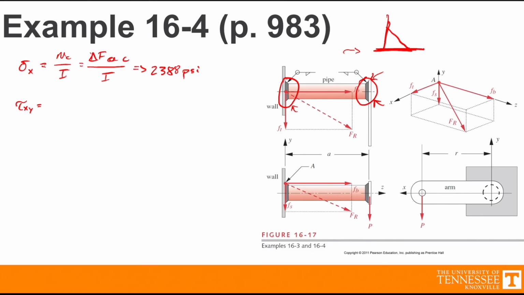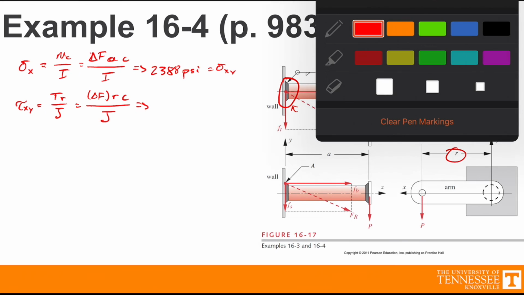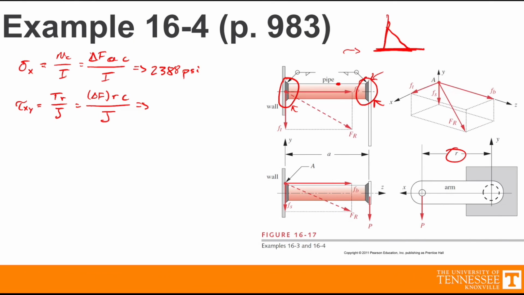Then we also need to find the stress due to that torsion loading, and that's just tau xy is equal to Tr over J. And that T is equal to the delta F times the distance R here that is shown, and that is also times the c, which is the diameter over 2, since we want to see what's happening up on this top surface, and that's divided by J. And so if we plug in all those numbers, then we get that tau xy is equal to 796 psi.